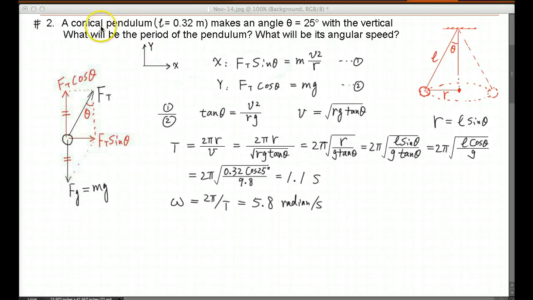So question number 2. A conical pendulum with L equals 0.32 meter makes an angle theta equals 25 degrees with the vertical. So the pendulum is going to undergo a circular motion in a horizontal plane. So this will be the center of the circle. That's very important, you know where the center is. Then you know where the centripetal force, or the centripetal acceleration, should point to.